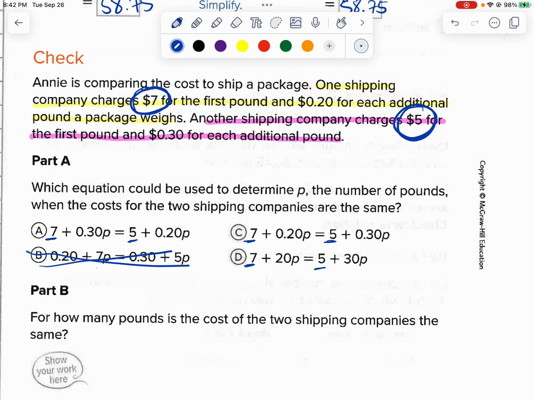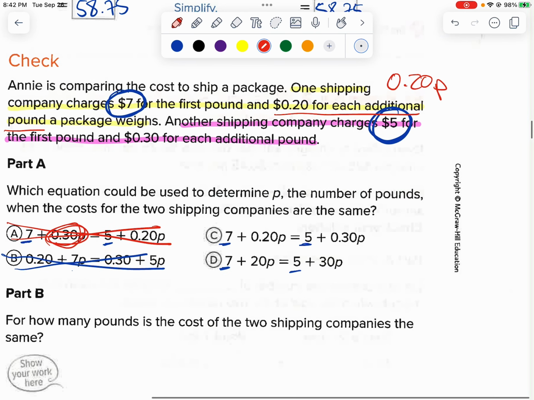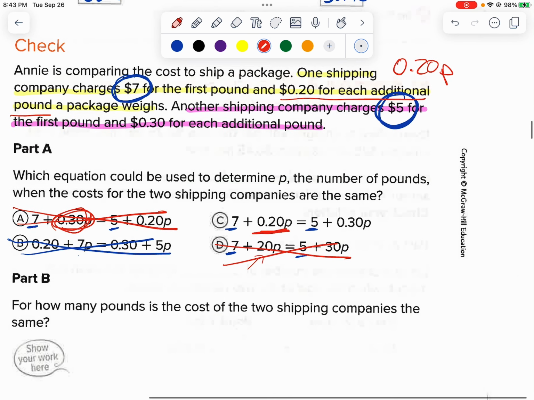Then I have 20 cents for each additional pound. I don't know what they're using P for, pound. So for $7, it's got to have 20 cents next to it. This one, A, look at this. Is that 20 cents next to the 7? Nope. So that can't be it. 20 cents. Look at this. Right there. Awesome. Well, this is 20. Is 20 cents the same thing as 20? No, it's not. So that one won't work. So letter C is the one that we're going to use.